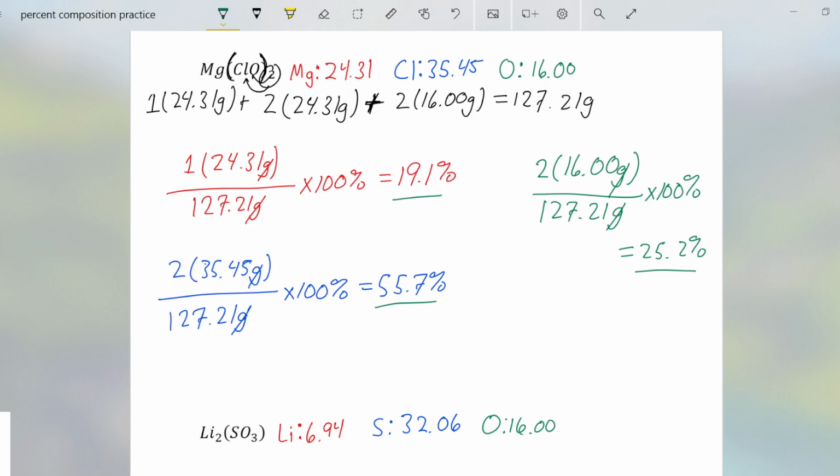Now, if I add all of these numbers together, I don't think I will get 100%. Let's see, we get 75, 89. These two added together give me 80.9%. And then if I add this one, oh, very nice, actually, it does add up to 100%.